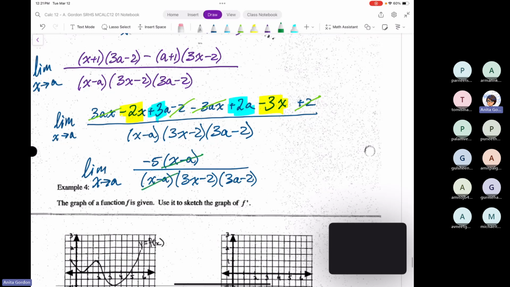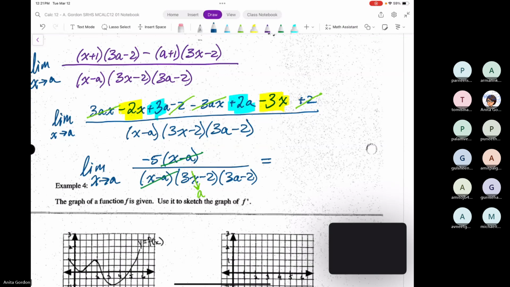Thank you, guys. Okay, if I let x approach a, meaning I'm going to let this term become a, then I have -5 over (3a minus 2) squared. All right. Is that what you guys got? Wonderful. See, it told you it's going to be cute. f prime at a.